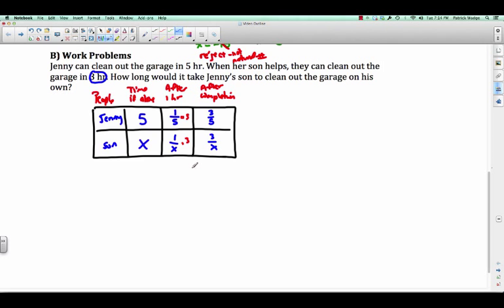Now we're ready to do our equation. If Jenny does 3/5 of the work, and her son does 3 over x amount of work, then together they do how much of the work? They do all the work. So it's going to be equal to the whole job. In other words, they do one job, the whole amount. I know this is confusing. It's always like this, where it's always going to be equaling 1.